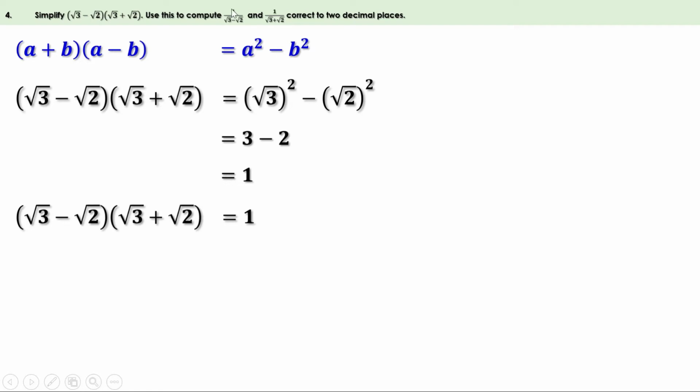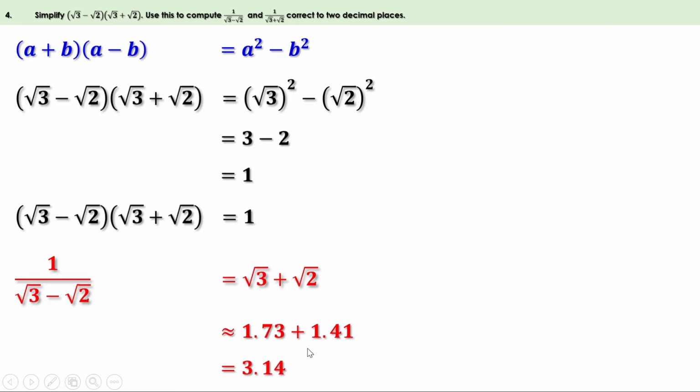Now we have to find the value of 1 by root 3 minus root 2. Let us take root 3 minus root 2 on the other side. Then we get root 3 plus root 2 equal to 1 by root 3 minus root 2, or 1 by root 3 minus root 2 equal to root 3 plus root 2. Now let us give the approximate values of root 3 and root 2. This is approximately equal to 1.73 plus 1.41. Adding we get 3.14. That is the approximate value of 1 by root 3 minus root 2 is 3.14. Now let us find the approximate value of 1 by root 3 plus root 2.